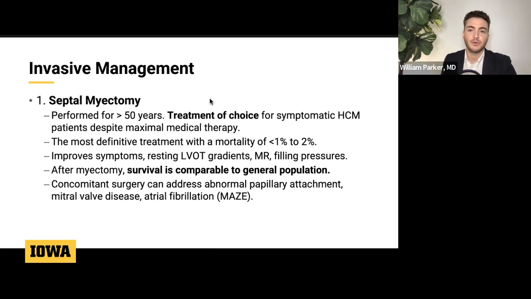The other benefit of pursuing surgery as opposed to an endovascular procedure is that you can address concomitant conditions. So if the patient, as I mentioned, has an abnormal papillary muscle attachment to the mitral valve, has mitral valve disease that you don't think is going to respond to just the myectomy alone, or has atrial fibrillation and could undergo a Maze procedure to reduce or eliminate arrhythmia burden, that would be another reason to consider surgery first.